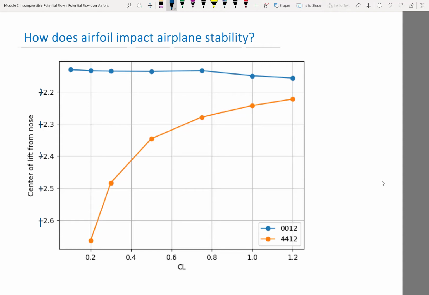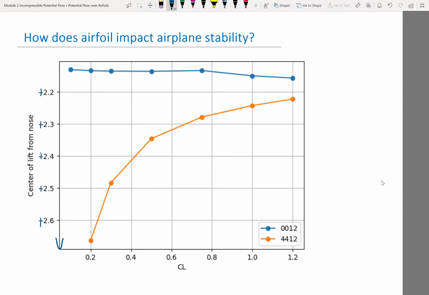You want the distance of the center of lift from the nose to increase, because you want it to shift downstream as you increase angle of attack. So on the blue and orange airplane, which one is more stable? The blue is more stable, right? Sorry for this negative labeling, but this way is more downstream. This way is more upstream. As you increase angle of attack, increase CL, you want the center of lift to go backwards.